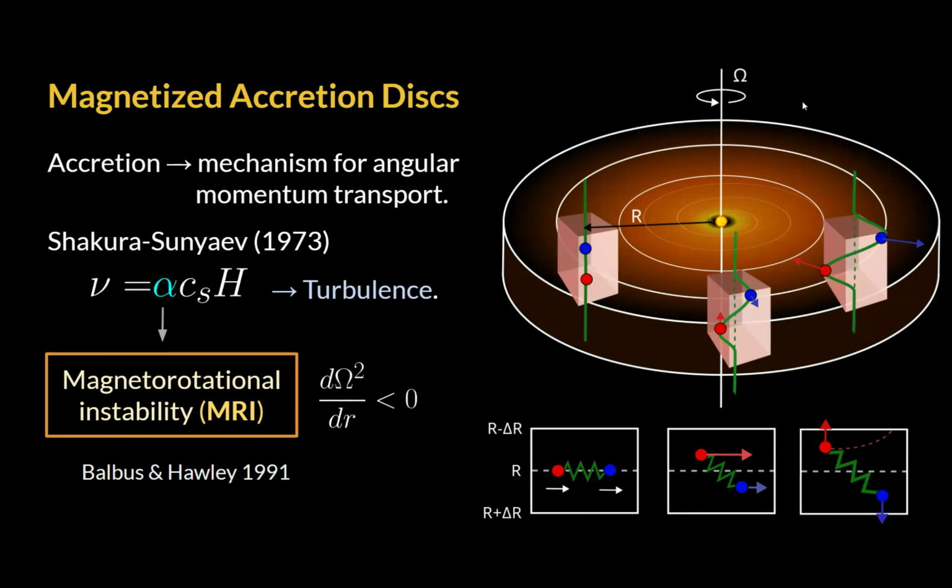Here I show you a simplified sketch of how MRI works. We assume a uniform vertical magnetic field, and we take two elements at the same radius. And we include a small radial perturbation such that one of the elements is closer to the central star and the other one is farther away. So as the rotation is a function of the radius, the inner element will rotate faster than the fluid, opposite to the outer element.